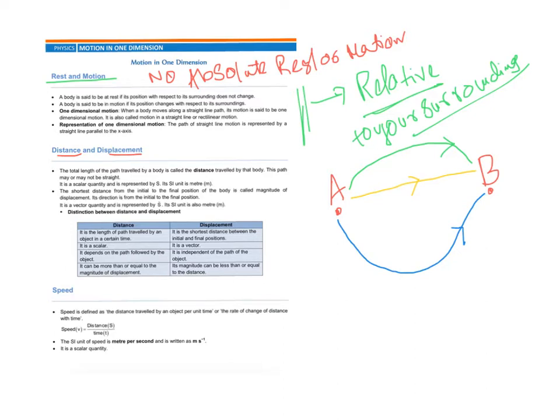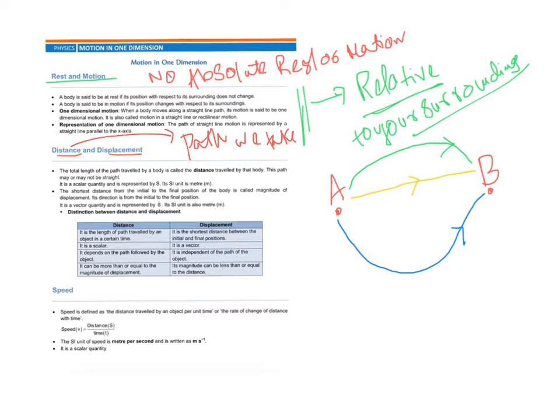So based on which route we take, the distance will change. So distance depends upon what? Distance depends upon the path we take. Right.